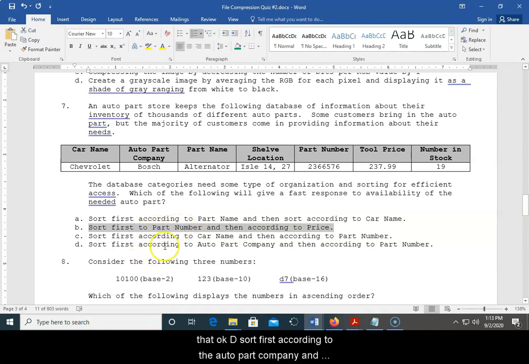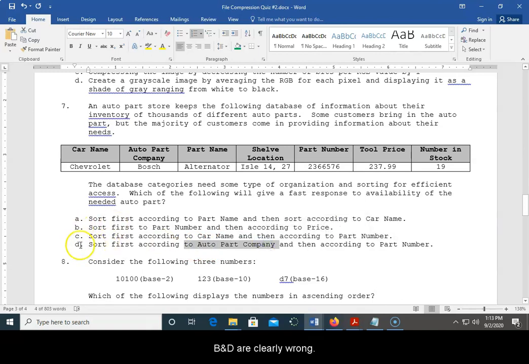D, sort first according to the auto part company and then according to part number. Think about how weird that would be. Hey, I need a Bosch. A Bosch what? Well, I got a Bosch and then the part number and I remember the part. Again, that wouldn't work. You wouldn't do it by the auto part number. So B and D are clearly wrong.